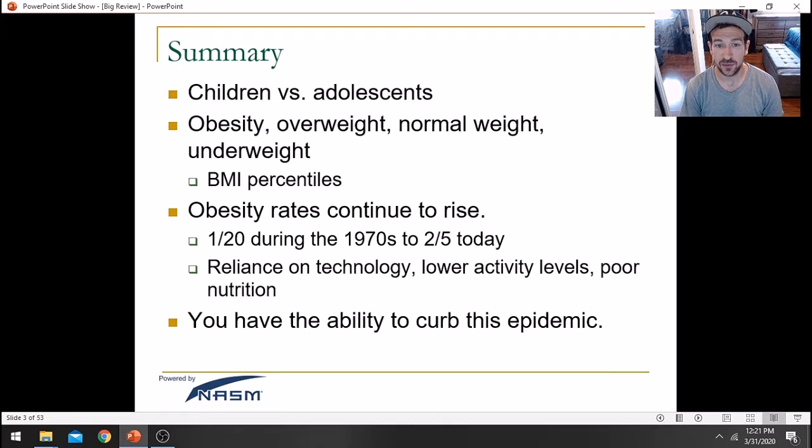we need to understand the difference between children versus adolescents, right? Children are going to be ages like 2 to 11, and adolescents are going to be like 12 up to 19. We have our terms obesity, overweight, normal weight, and underweight. The calculation for that is still going to be the same, but the percentiles are going to be different, right? So percentiles for youths are different.